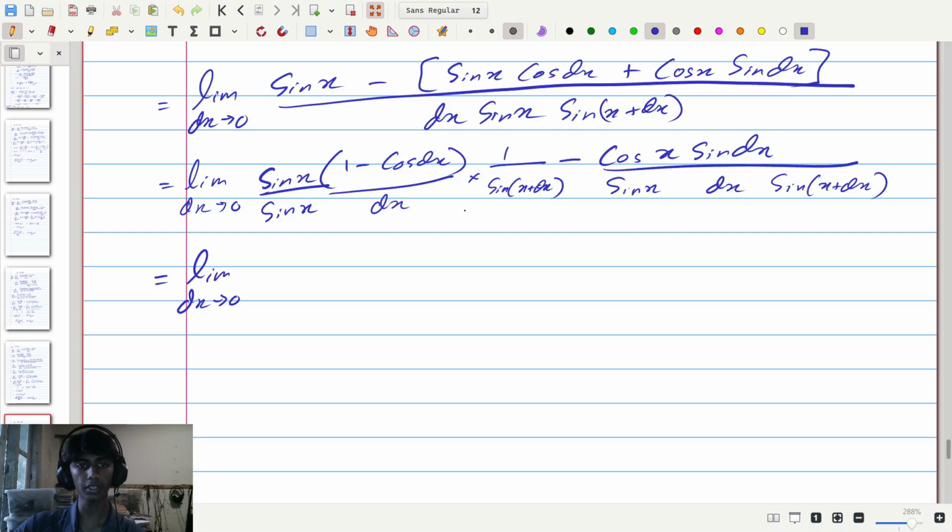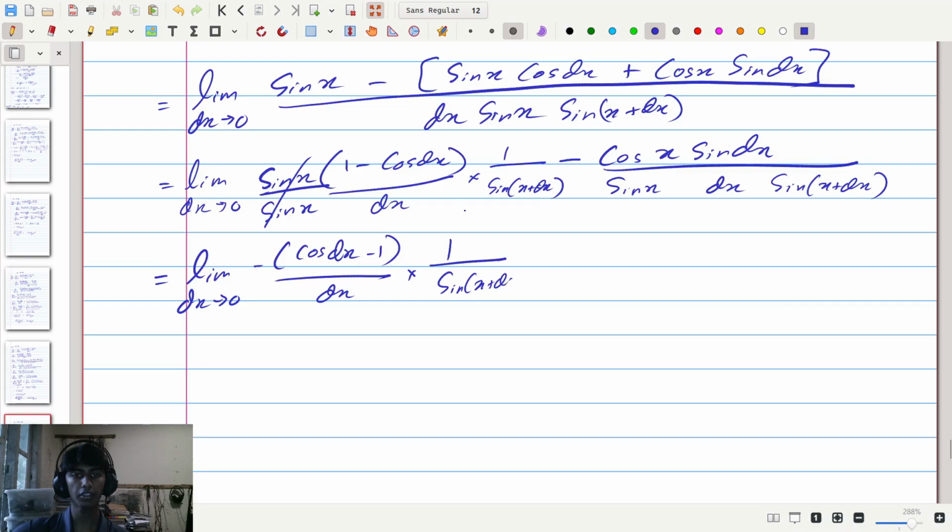Over here we can see sine of x divided by sine of x is going to be 1 if sine of x is not equal to 0. So then we'll cut that out. Cutting that out, we have left 1 minus cosine of dx divided by dx and a 1 divided by sine of x plus dx. I'm going to take a minus 1 out of here and write this as minus the cosine of dx minus 1 over dx multiplied by 1 divided by the sine of x plus dx, and then minus the limit as dx approaches 0 of this second thing over here.